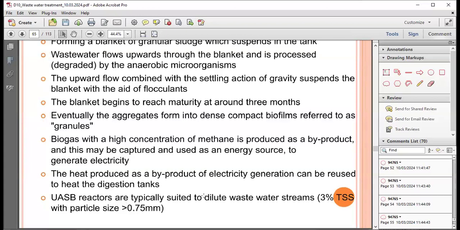UASB reactors are typically suited to dilute wastewater streams, 3% TSS, with the particle size greater than 0.75 millimeter.